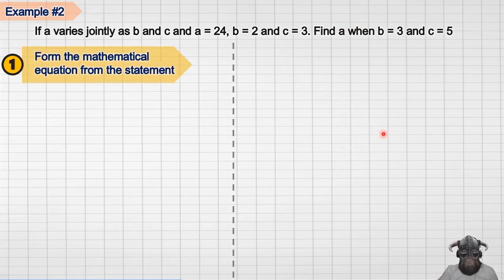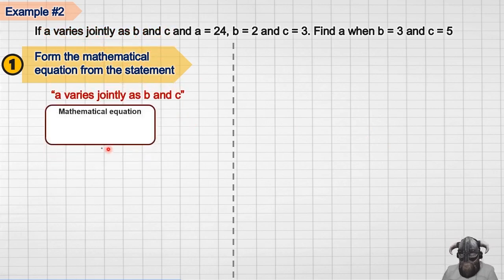So once again, we'll proceed to the first step wherein we have to form the mathematical equation from the statement. So ito yung statement natin ngayon. A varies jointly as B and C. So gamitin natin yan and we'll try to interpret it as A is equal to K BC. Di ba? So wag mo ulit kalimutan si K or the constant of variation.